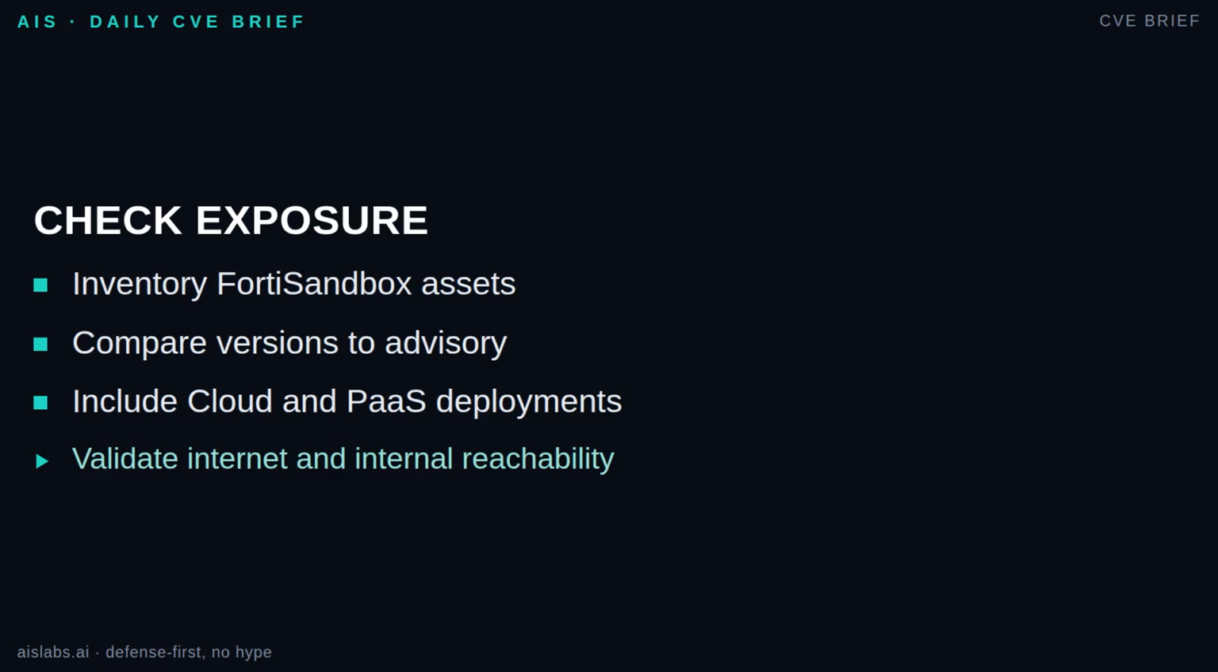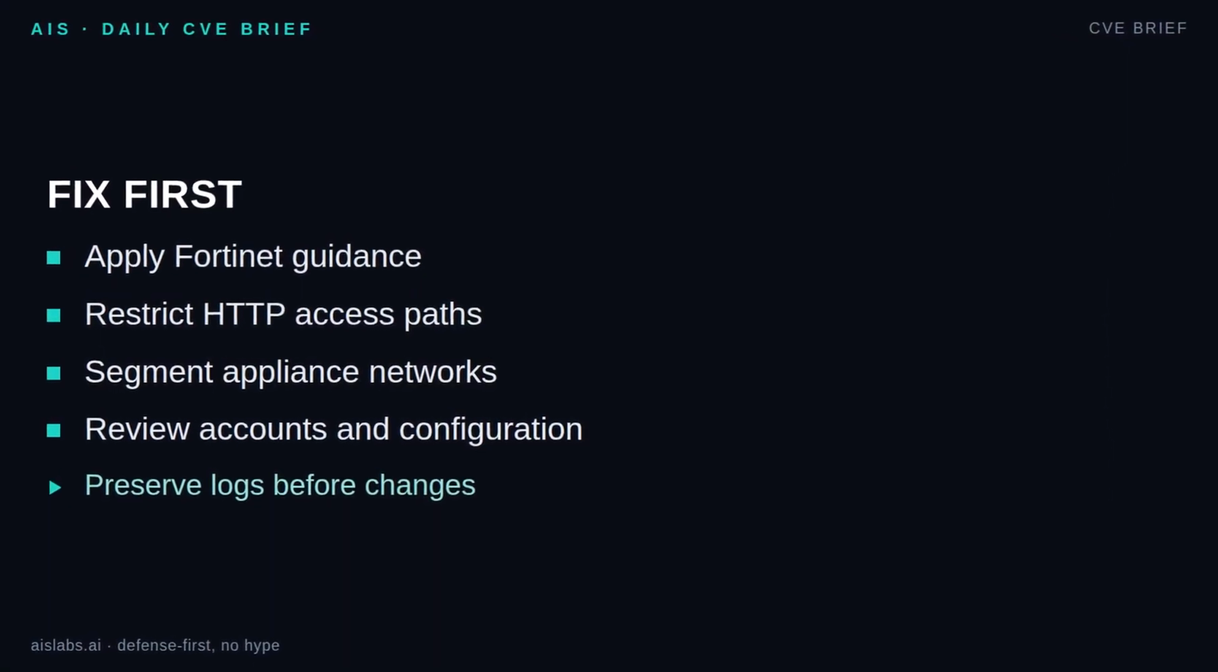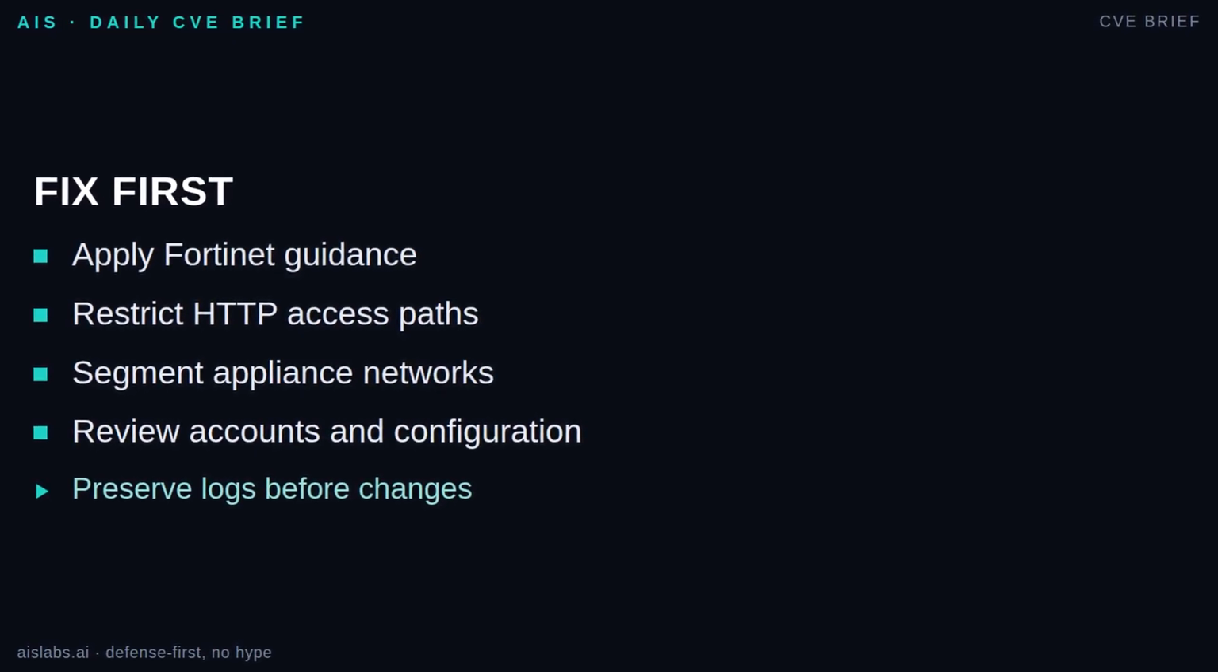Then map exposure. Which interfaces are reachable from the internet? From VPN pools, from user VLANs, from server segments, and from security tooling networks. If a vulnerable version exists and accepts HTTP traffic from broad networks, treat it as urgent, even before you confirm signs of compromise. The primary remediation is to follow Fortinet's official advisory and move affected systems to a fixed or otherwise recommended state. Because this is KEV listed and critical, do not wait for a normal maintenance window if the appliance is broadly reachable. While remediation is underway, reduce attack surface.